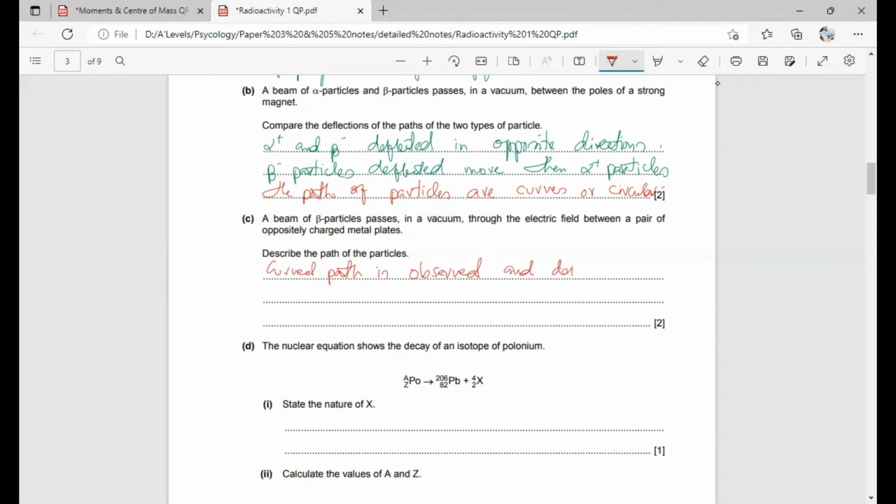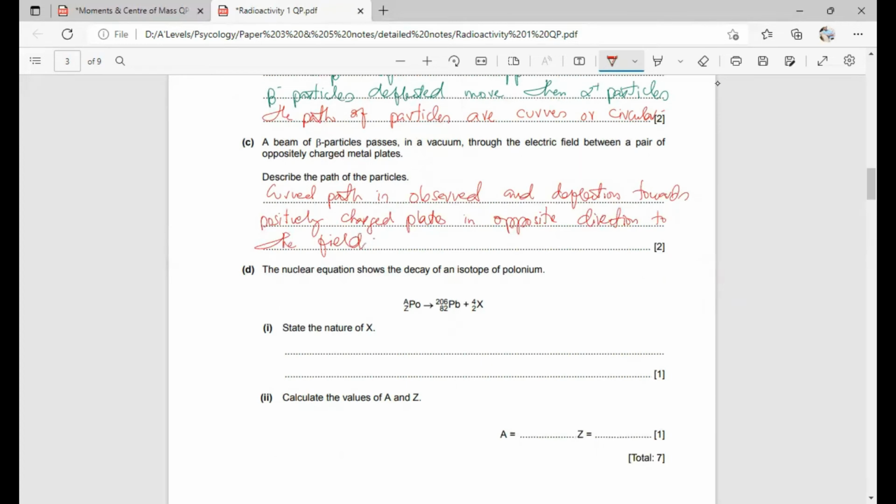And deflection towards the positively charged plate, in the opposite direction to the field, right?